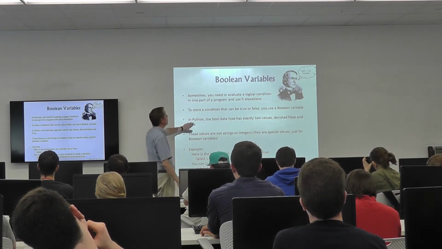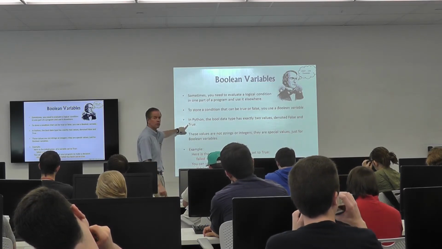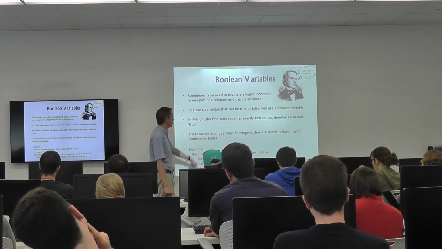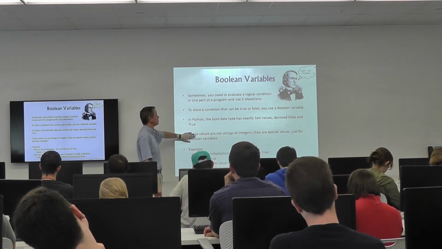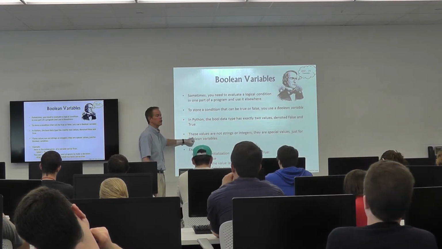In Python, the bool data type has exactly 2 values, False and True. Notice that they start with a capital letter. A little f and a little t won't do it for you. These variables are not strings. They're not integers. They're special values just for Boolean variables.